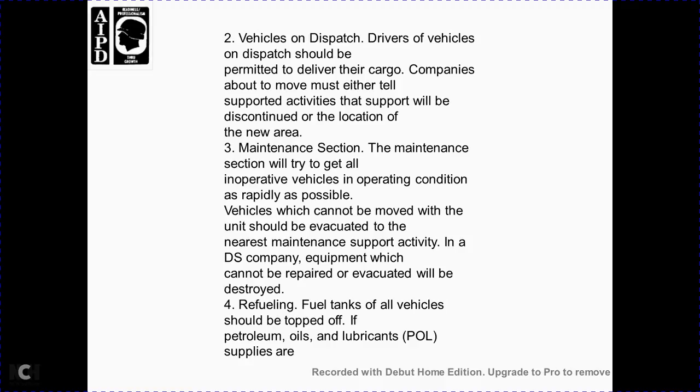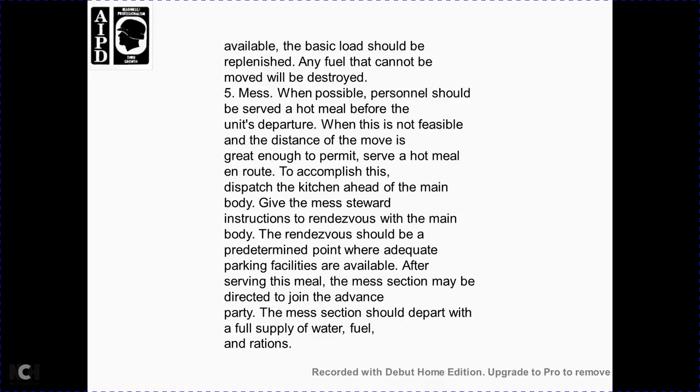Refueling. The fuel tanks of all vehicles should be topped off, and the petroleum, oil, and lubricant supplies are available. The basic load should be replenished. Any fuel that cannot be removed will be destroyed.